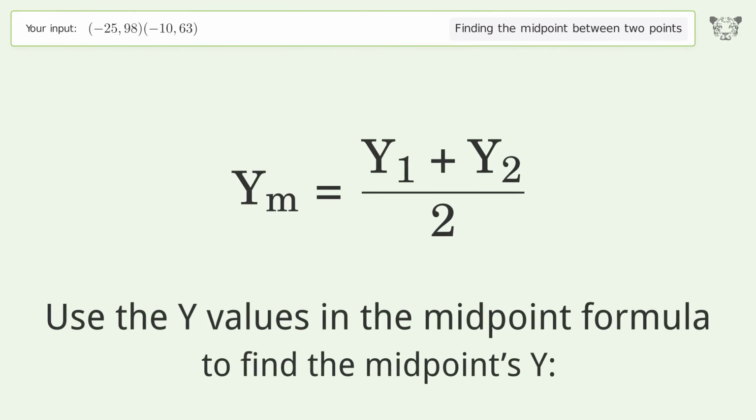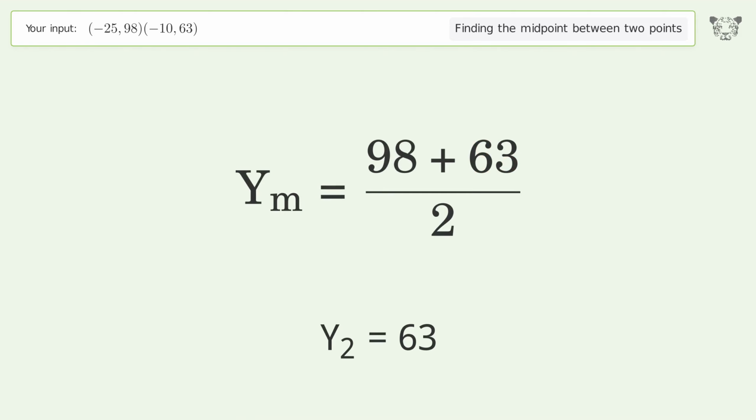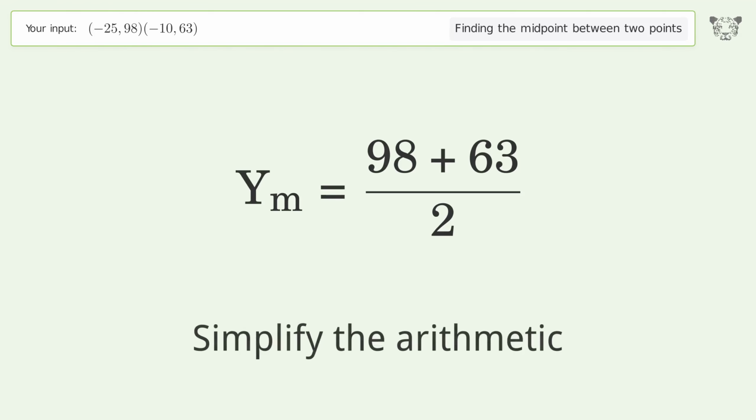Use the y values in the midpoint formula to find the midpoint's y. y1 equals 98. y2 equals 63. Simplify the arithmetic.